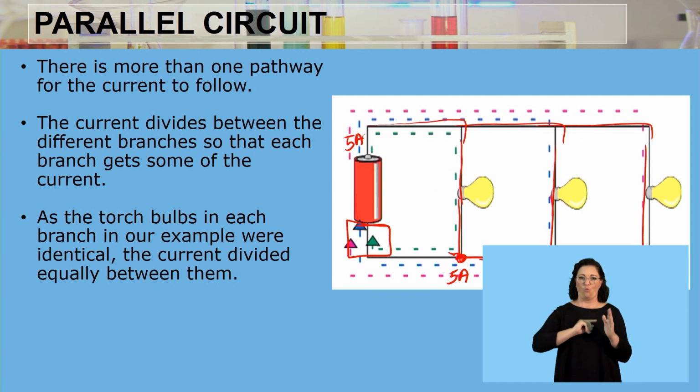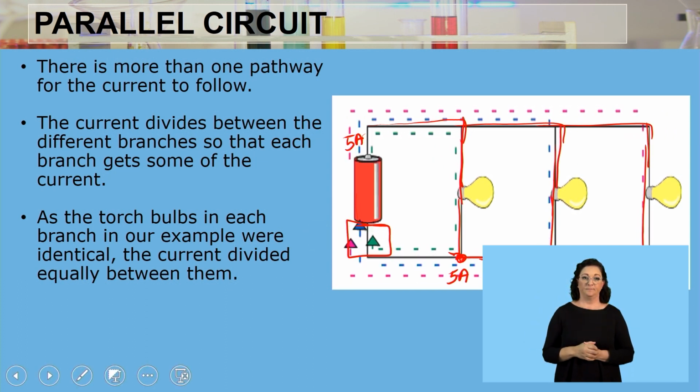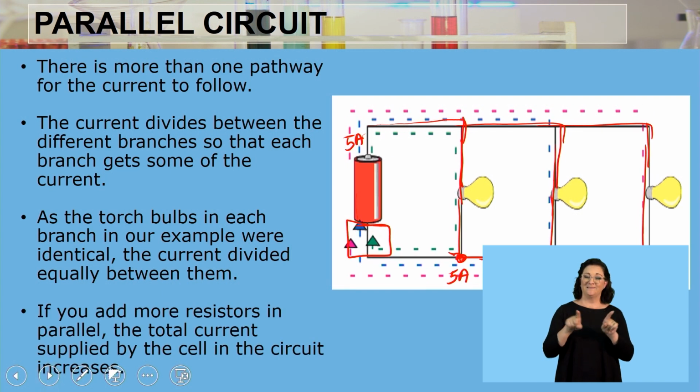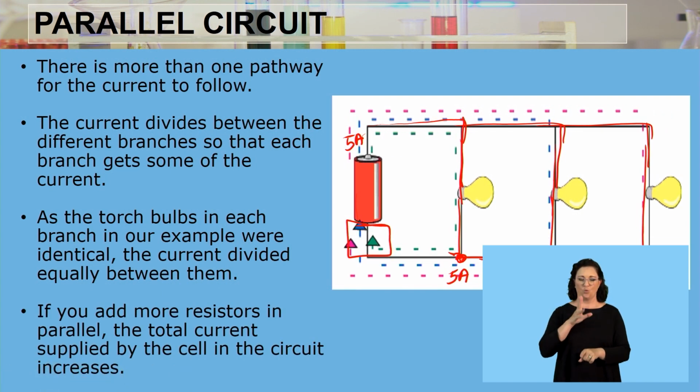It is going to be smaller than the 5 because the 5 has to split in 3 ways. Some has to go through there, some has to go through the second branch, and the other ones will have to go through the third branch, as we have said. And then because these resistors are identical, they will all have the same brightness because the current that is passing through in all of them is going to be the same.